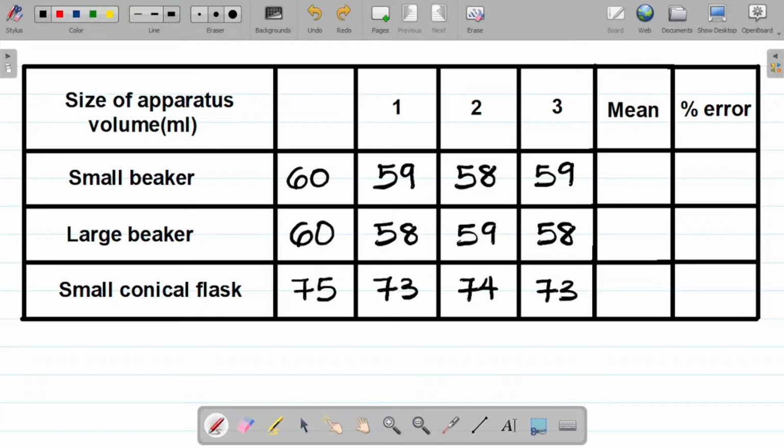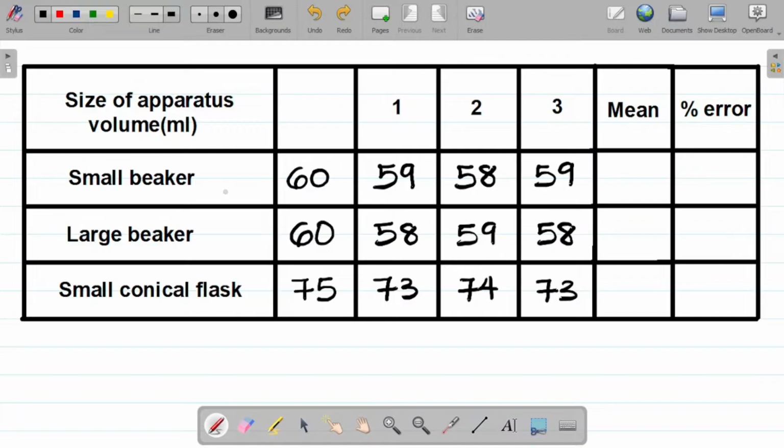In this experiment, we'll be measuring volume using three apparatus, which include the small beaker, the large beaker, and then the small conical flask. Between these three apparatus we measure volume in the lab. You'll be given a small beaker of volume 60 milliliter, a large beaker of volume 60 milliliter, and a small conical flask of volume 75 milliliter. These are the original volumes of the apparatus.